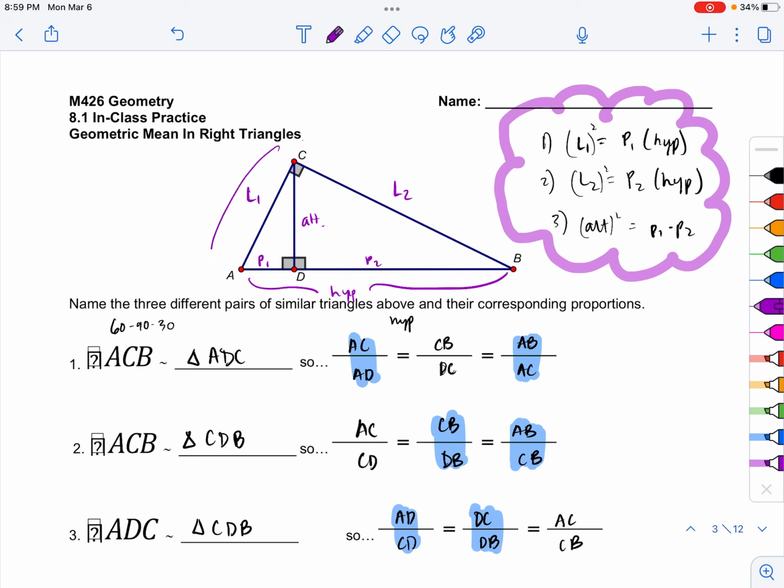Leg 1 squared is equal to part 1 times the hypotenuse. We also have leg 2 squared is equal to part 2 times the entire hypotenuse. And then lastly, the altitude squared is equal to part 1 times part 2. Those 3 equations are going to be used exclusively in today's lesson, along with possibly the Pythagorean theorem.